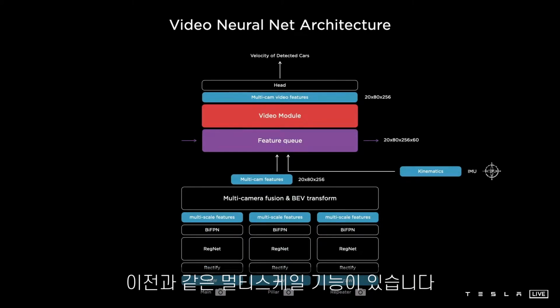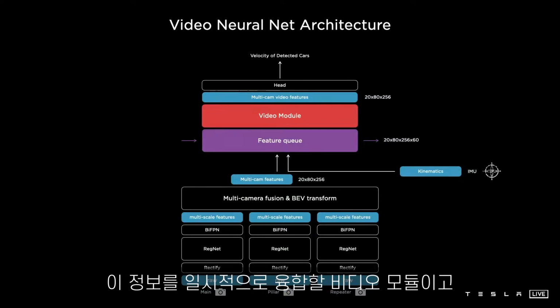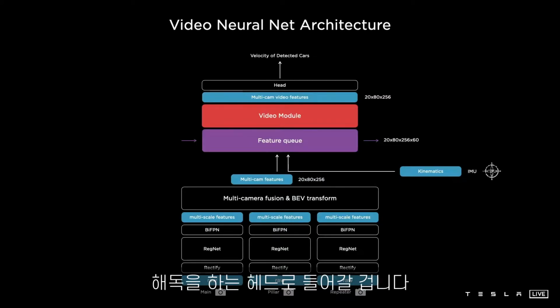So we have the multi-scale features, as we had them from before. And what we are going to now insert is a feature queue module that is going to cache some of these features over time, and then a video module that is going to fuse this information temporally. And then we're going to continue into the heads that do the decoding. Now, I'm going to go into both of these blocks one by one.